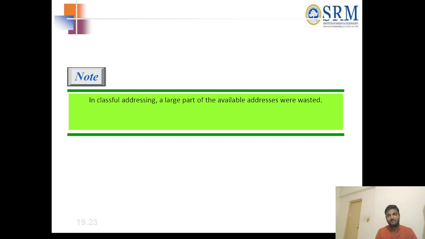The IP address can be provided by the service provider.